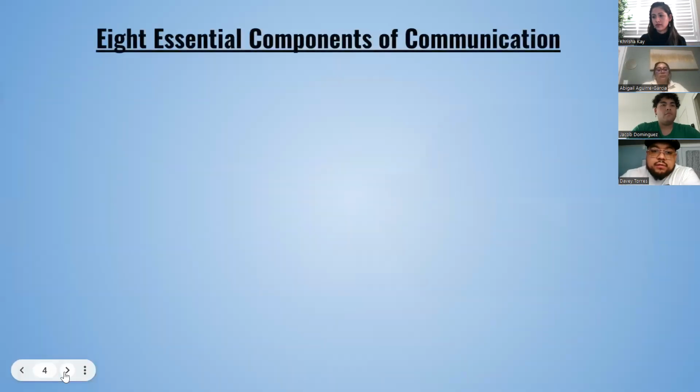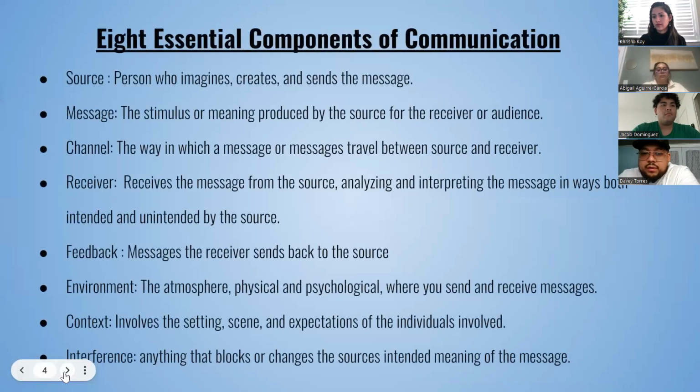First, we have source, person who imagines, creates, and sends the message. We were always able to back up the source through online links or Zoom, Google, and from the book. Second, we have message, the stimulus or meaning produced by the source for the receiver or audience. We used group text mainly to deliver our messages or emails.